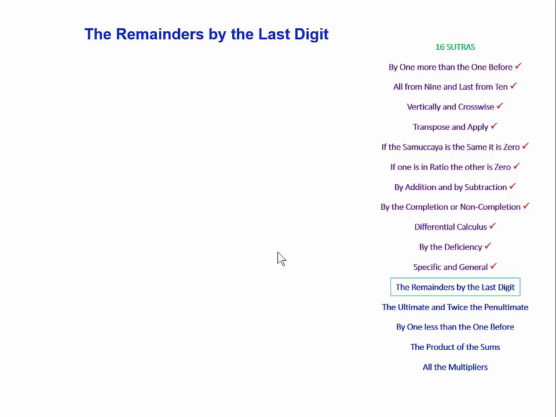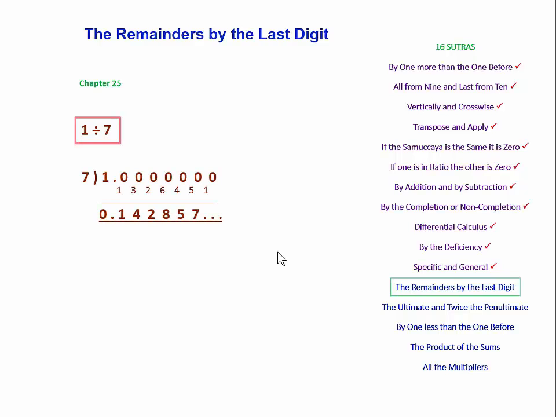The remainders by the last digit. This is a technique given by Tirthji in chapter 25, and we can illustrate it by thinking about 1 divided by 7. And here's the actual division if you were to do it out in detail. 7 into 1 is 0, remainder 1. 7 into 10 is 1, remainder 3, and so on. So we get a series of answer digits here and a series of remainders here.